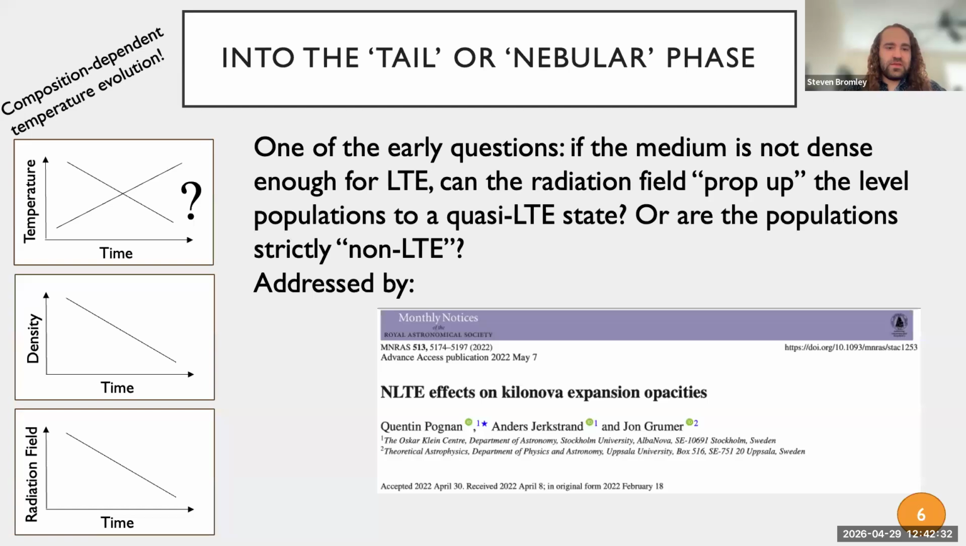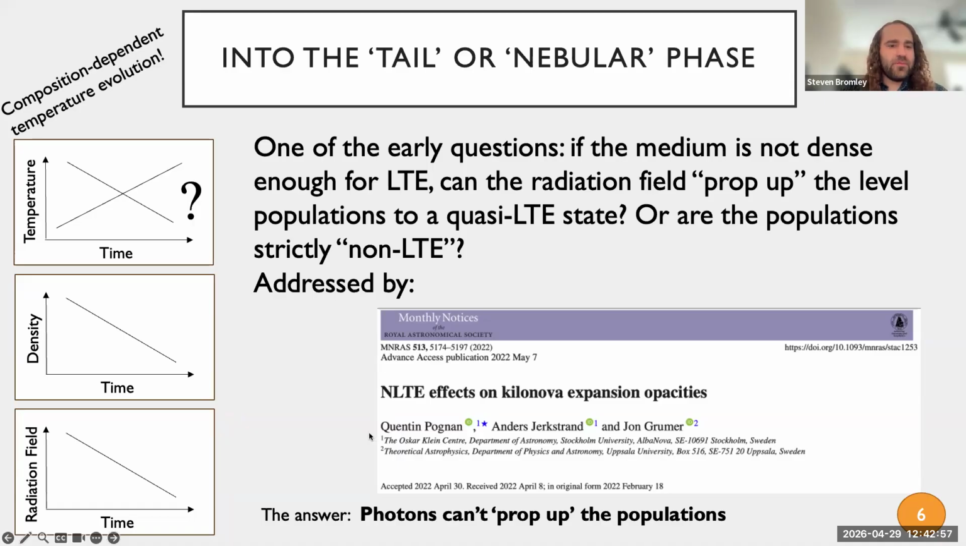Some of the early things that were looked at in these non-LTE models, just as an example: there was a thought at the time, if things are still not dense enough for LTE, could this radiation field that's still around prop up the level populations or push them to an almost equilibrium state? This was addressed in some of the early non-LTE models by Pognan et al. and Anders Björkstrand's group. The short answer is that they can't quite prop up the populations, but they still contribute. They still excite levels, they still ionize. So we can't quite ignore the radiation field, but its importance is decreasing over time.